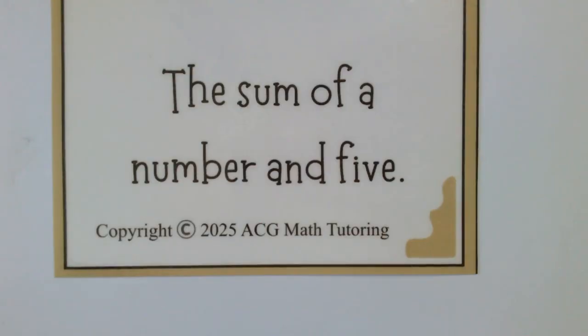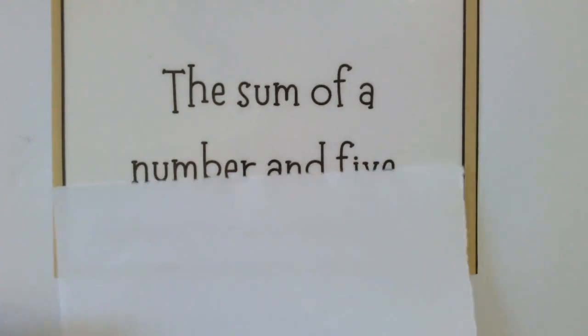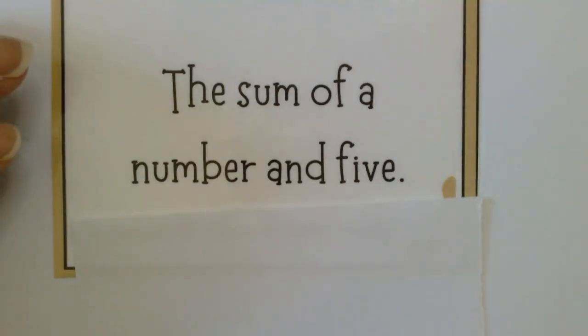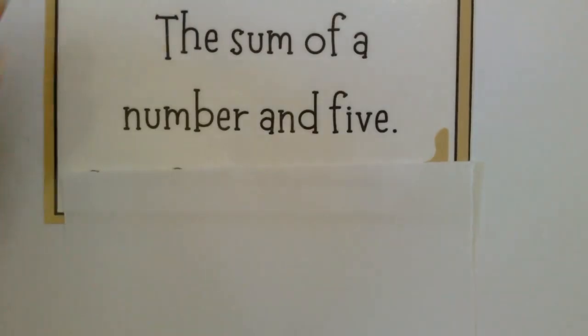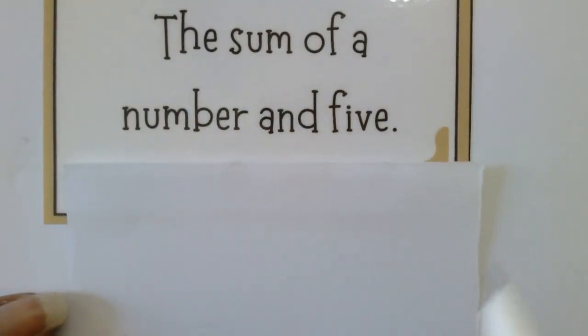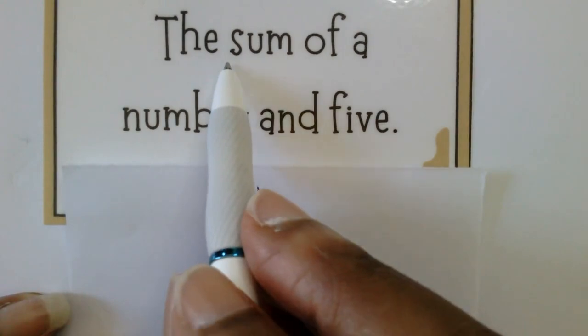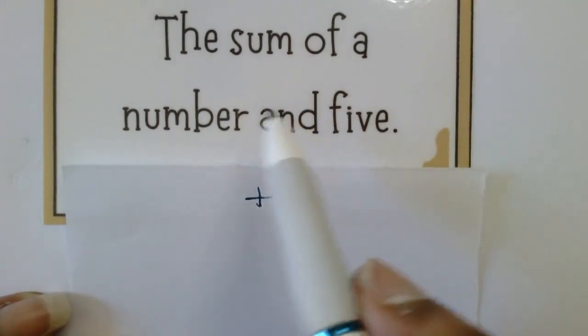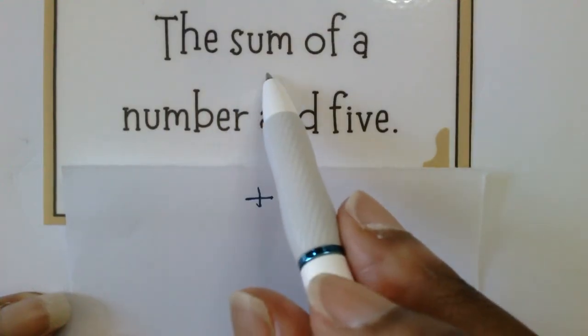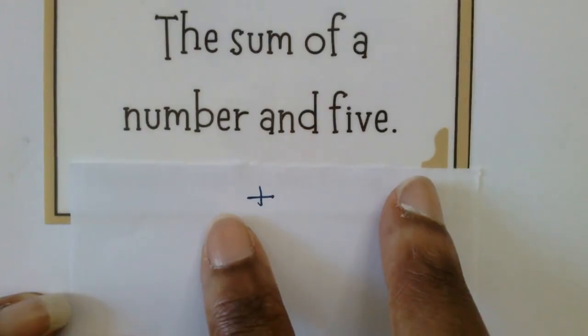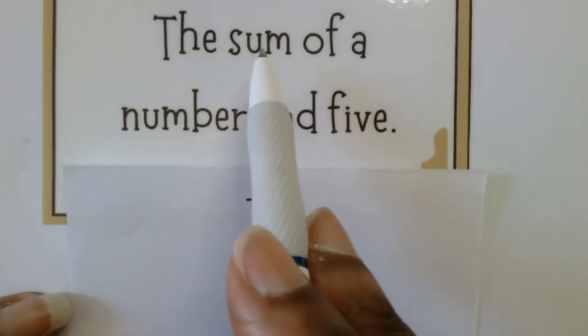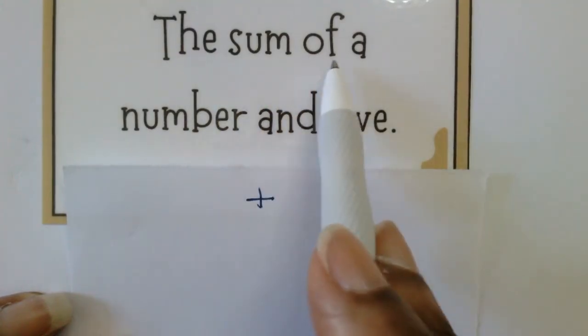Okay? So all we're doing is translating. You don't know what the numbers are. Okay? All right, so let's take a look. The sum of a number. So sum means addition. We just talked about that. So sum means addition. And when they say the sum of, the product of, the difference of, they're saying that you are looking at two things that you're going to do that operation. So the sum of means we're going to add two things.